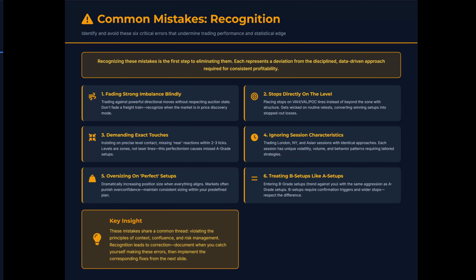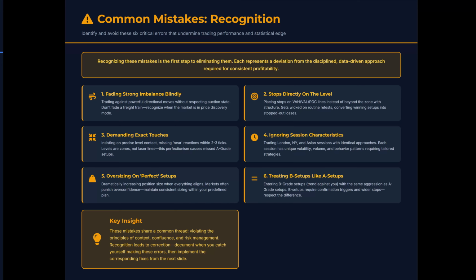Welcome to Slide 34, Common Mistakes Recognition. This slide identifies 6 critical errors that undermine trading performance and statistical edge. Recognizing these mistakes is the first step to eliminating them. Each represents a deviation from the disciplined, data-driven approach required for consistent profitability.